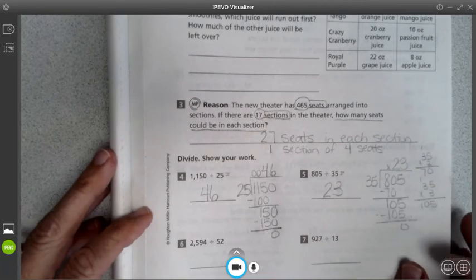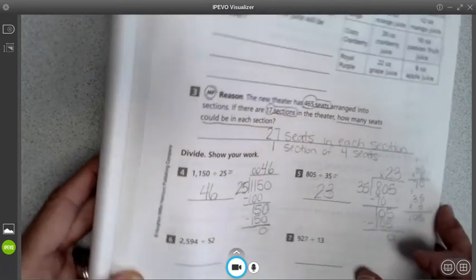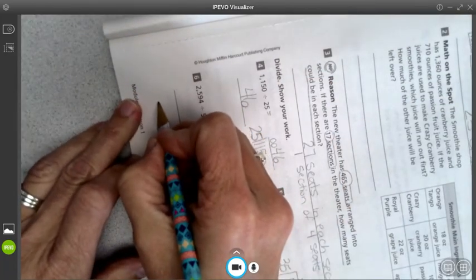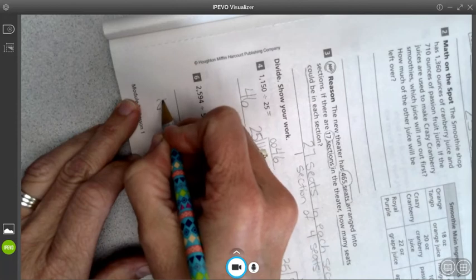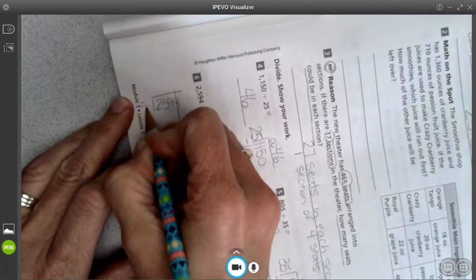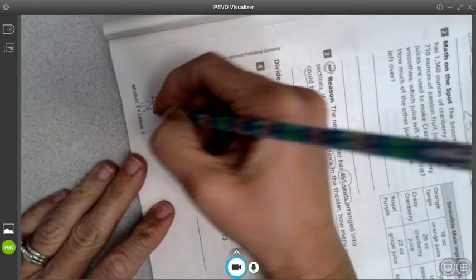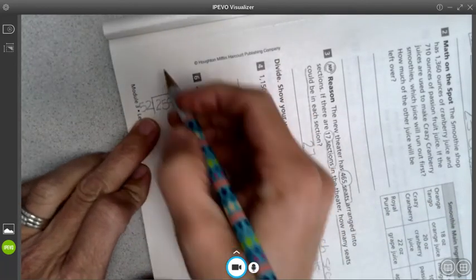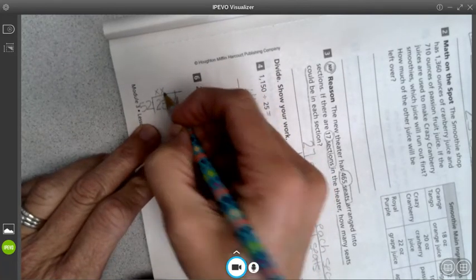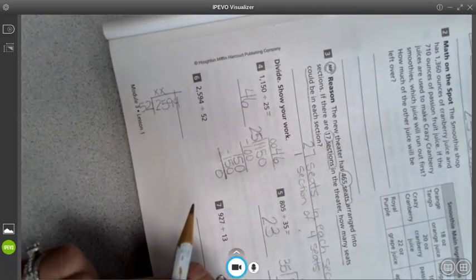I have a little bit of a bigger number here. I think for 2,594 divided by 52, I'm going to turn my book to the side, and I'm going to work right here underneath my answer line. 2,594 divided by 52. I got a little bit onto my answer line, but that's okay. I'm going to look. 52 cannot go into 2. 52 cannot go into 25. 52 can go into 259.